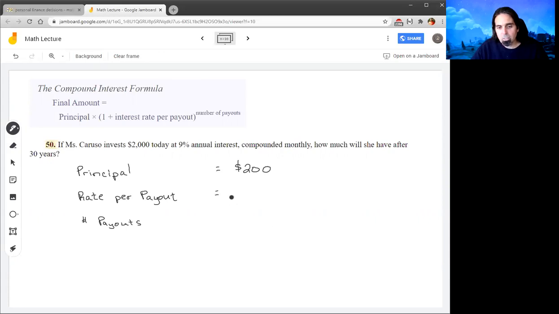The rate per payout, well, it's 9% per year, so it's going to be 0.09 per year. But this is compounded monthly. So we don't want anything in per year. We want everything in per month. So how do I take a per year and make it a per month? I'm going to do a divided by 12. I get 0.0075.